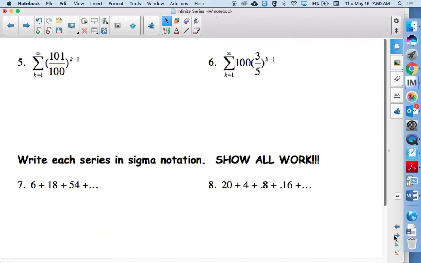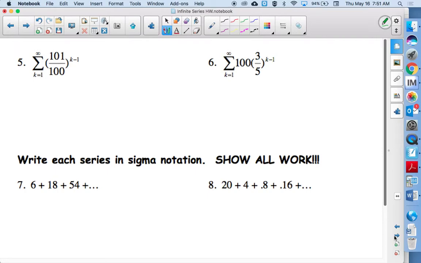Looking at number 5, right underneath it, this one is in sigma notation. So we have K equals 1. That could be an A, it could be an N, it could be pretty much any variable. The infinity symbol is on the top. That tells us that it's an infinite series. And then we have, in parentheses, 101 over 100, and then K minus 1. Anybody know what the R value is in this one?